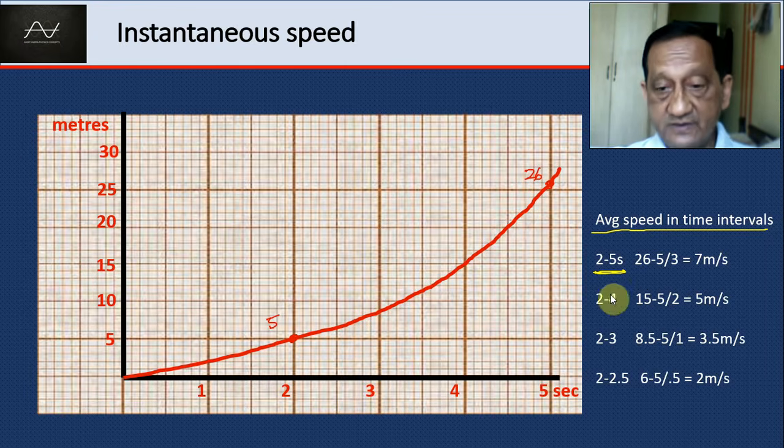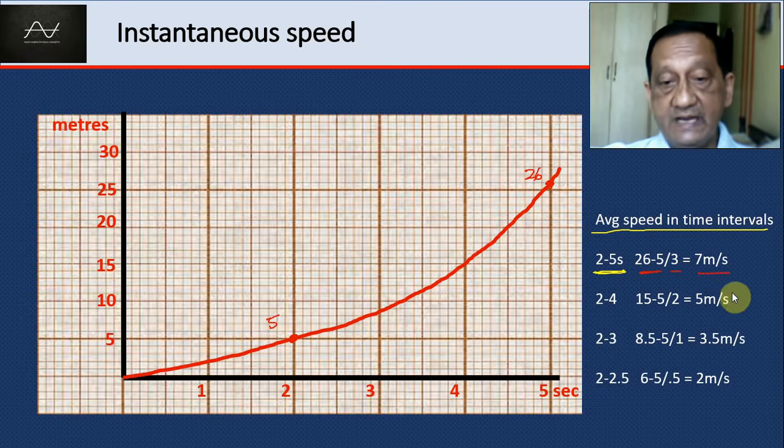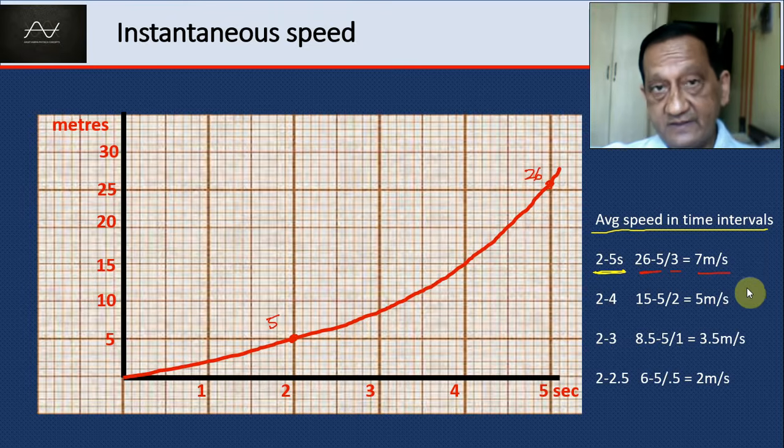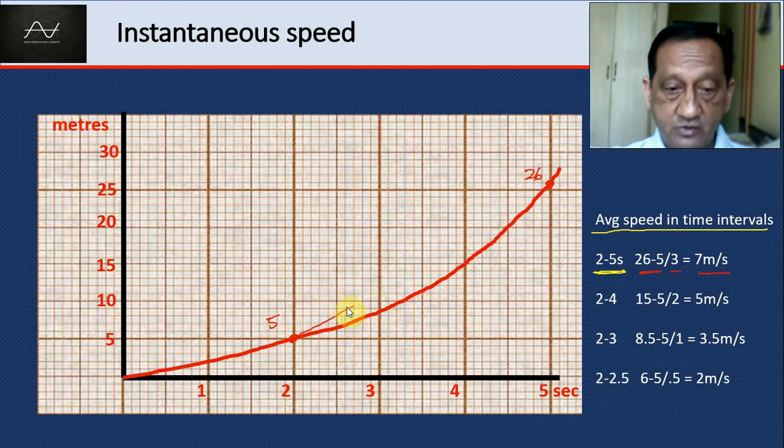So what is the distance covered? 26 minus 5. And what is the time taken? 3 seconds. The division is 7 meters per second. Average speed in 2 to 5 second interval was 7 meters per second, which is nothing but the slope of this chord. See the slope of this chord. If I draw a line joining the 2 points, that is a chord. The slope of that chord is the tan of this angle, and the tan of this angle is the perpendicular, which is 26 minus 5, that is 21, and the base is 5 minus 2, that is 3. 21 by 3 gave me 7.